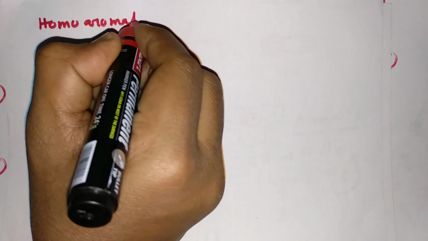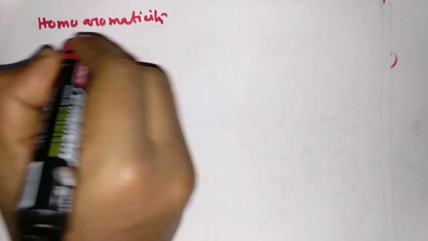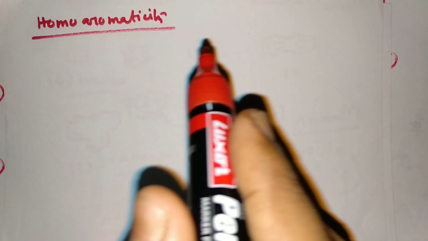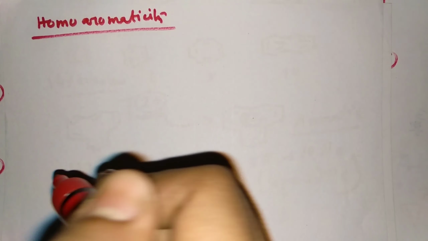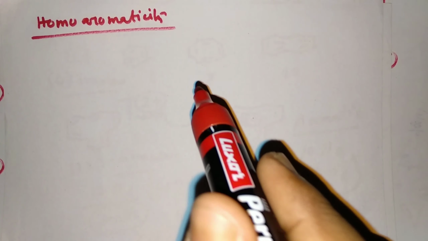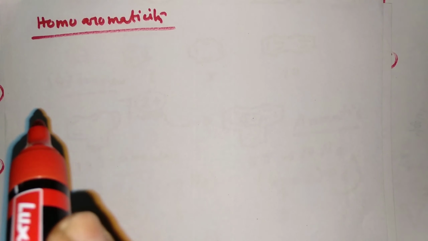Okay, now coming to another important topic, that is homoaromaticity. This is a very important topic. For the NET examination, you may face this kind of unusual thing. So for homoaromaticity, what is it actually? If a stabilized cyclic system which follows the 4n plus 2 pi electron rule can be formed by bypassing one saturated atom.